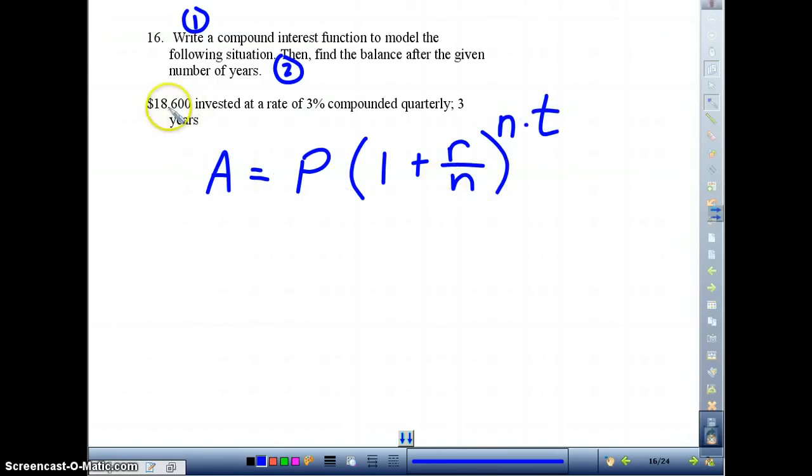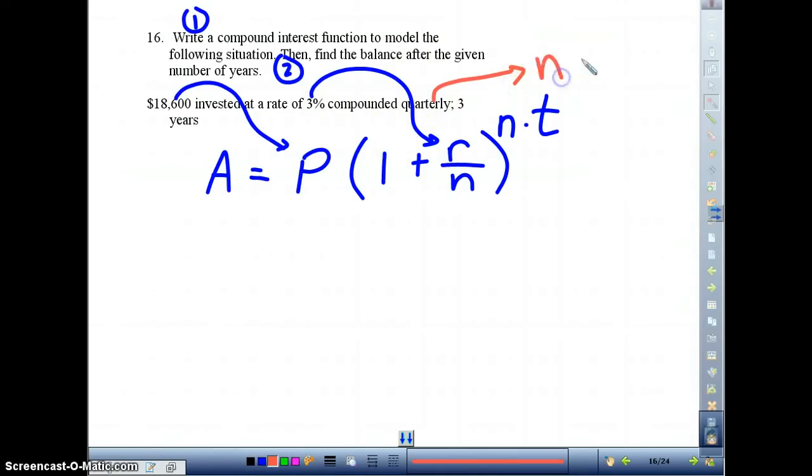Okay, so we have $18,600 invested at a rate of 3%, compounded quarterly. Compounding quarterly means what? You guys need to go back to your notes and review this. Compounding quarterly means every 3 months. So how many compounding periods do you have per year? Yeah, that's going to be 4. And we're doing this for 3 years. All right, so let's just plug them all in and see what we get.